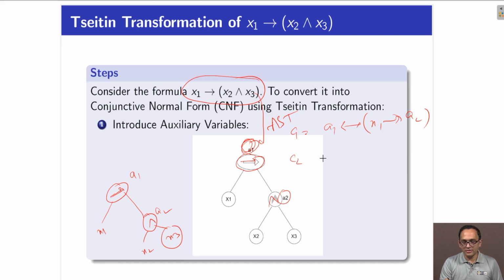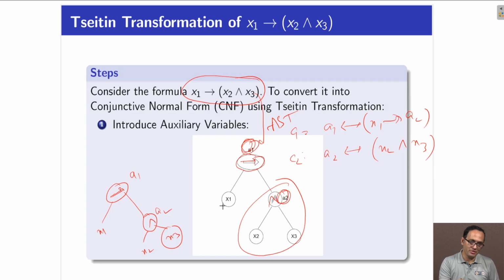Then I will take C2, which is for this one. Here I will write A2 by implication x2 and x3. So the operation is x2 and x3. This auxiliary variable implies this, and this implies the auxiliary variable. So this is what I will write, and on top of that I will write A1 for the top level one, not the other auxiliary variables.